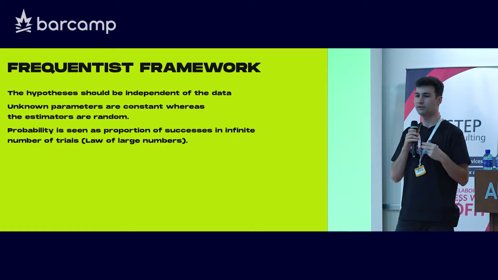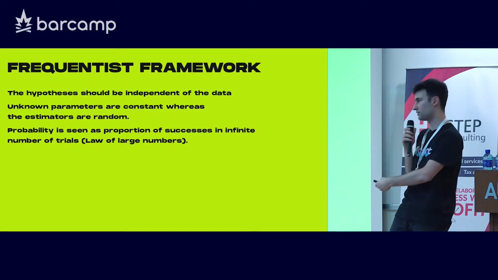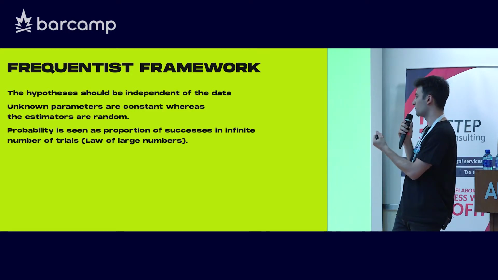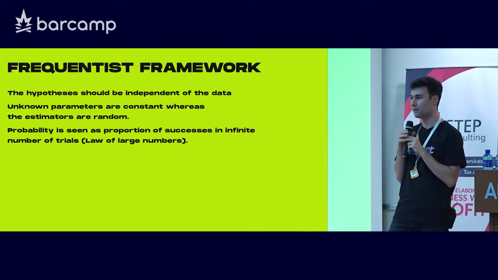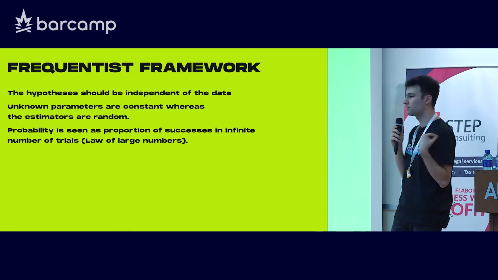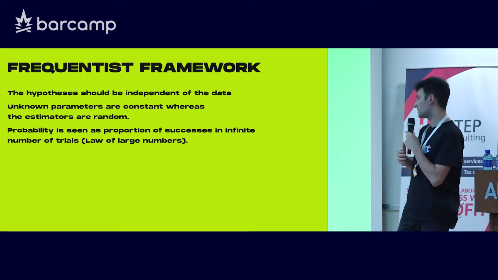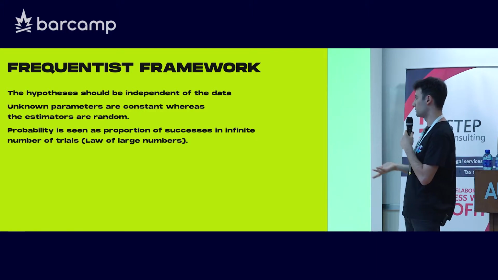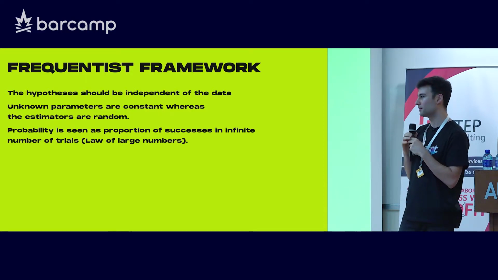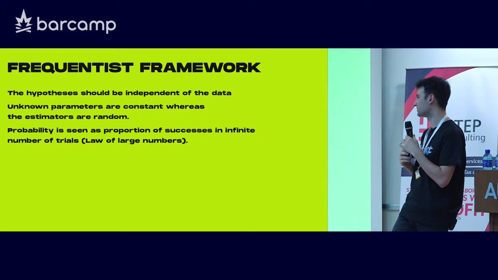That's why ideally we should just assume that these hypotheses are beneficial for us and then test them through the data. Also, there are unknown parameters that we are testing, which we believe are constant and not random, but we don't know them. We can never know them. We can only estimate those, and our estimates are definitely random. And the interpretation of probability is seen as the proportion of successes in an infinite number of trials. So, for instance, the probability of winning poker is, if we play it an infinite number of times, the proportion of our wins.